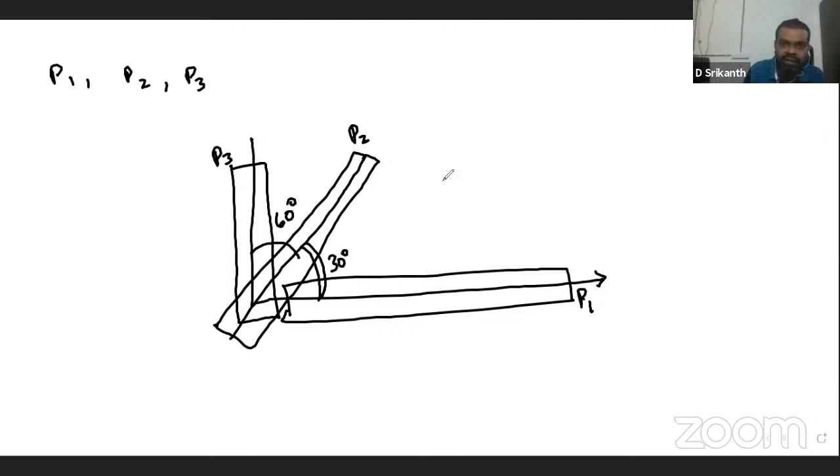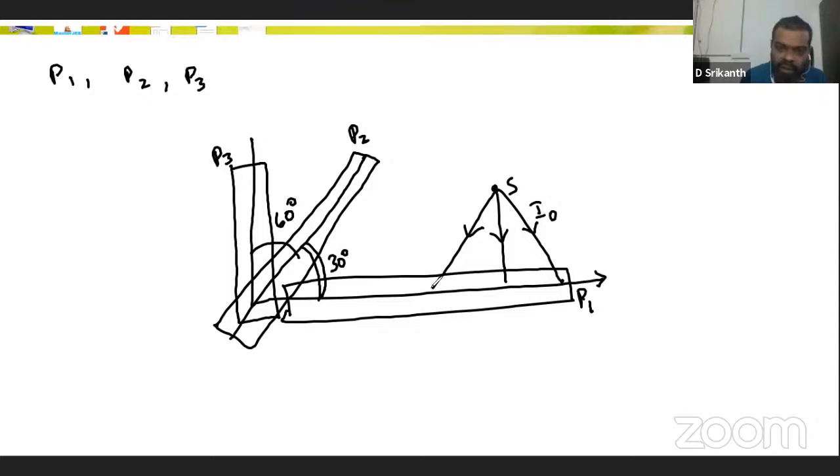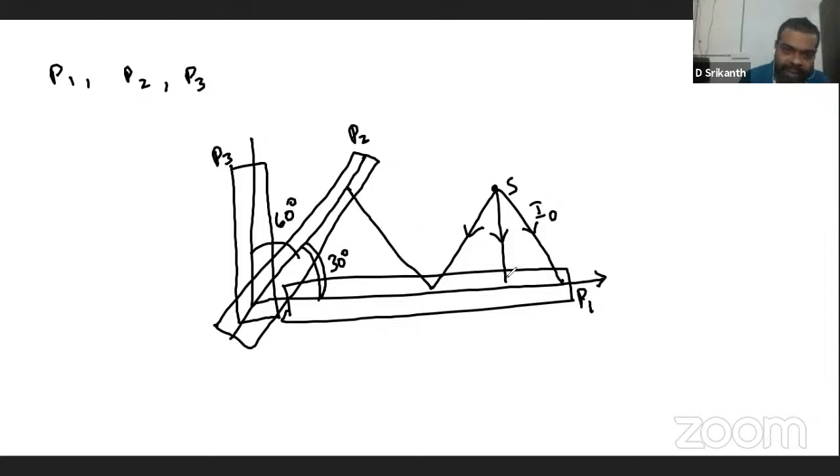Now I have a source which is emitting light rays in all directions and falls on the polarizer P1. Whenever the light is incident on the polarizer P1, it is an unpolarized light having intensity I naught. After the first polarizer, we can say it is a polarized light. So I1 is equal to I naught cos square theta.